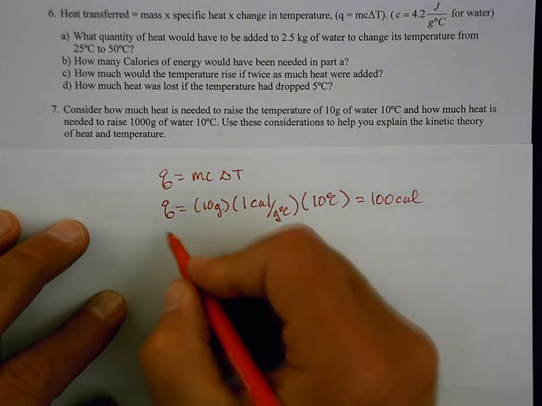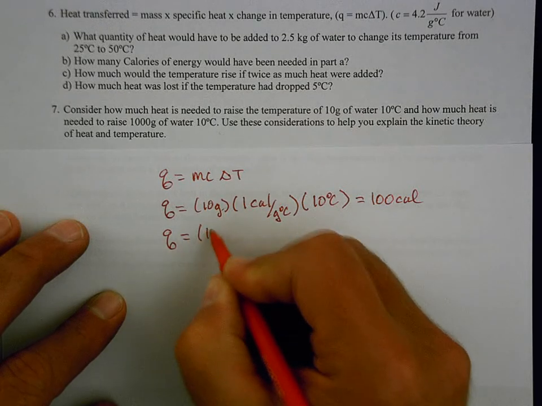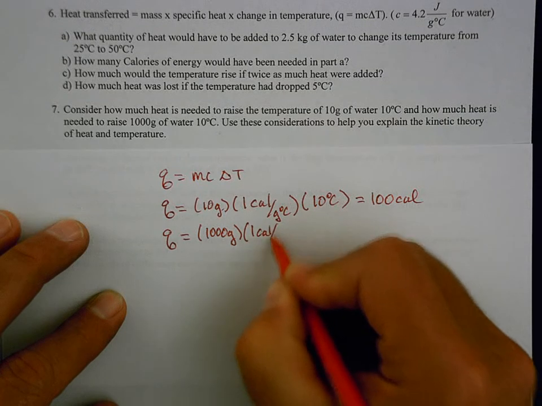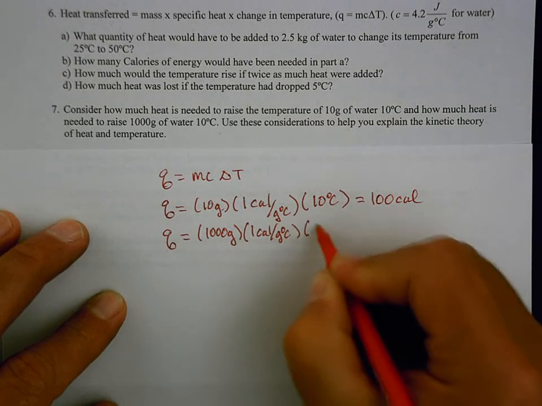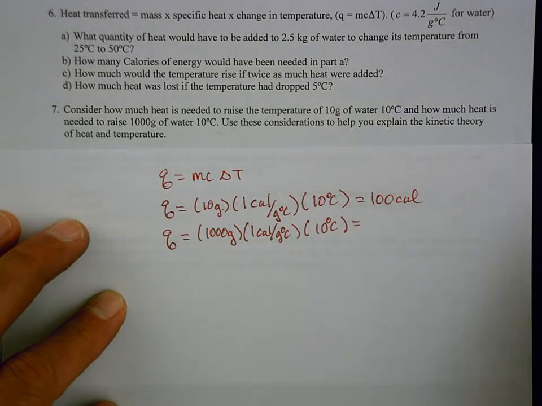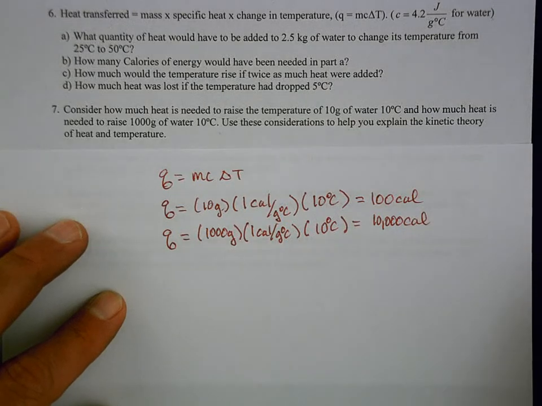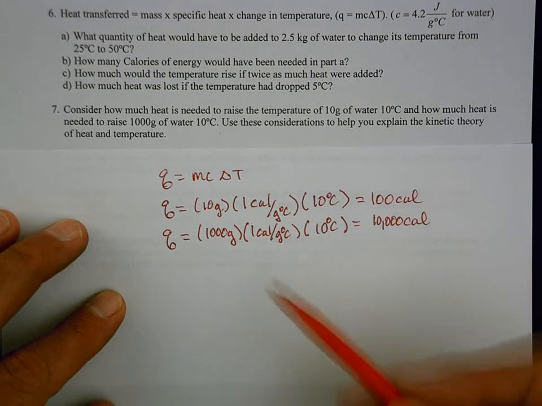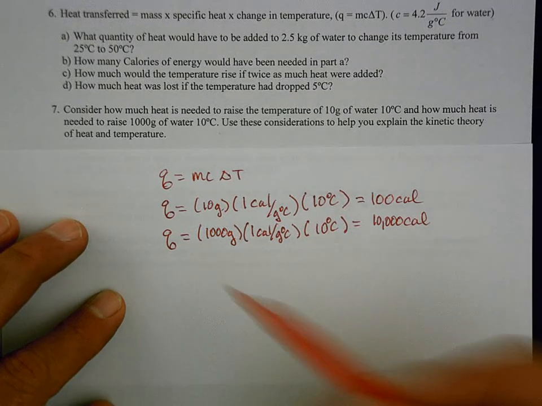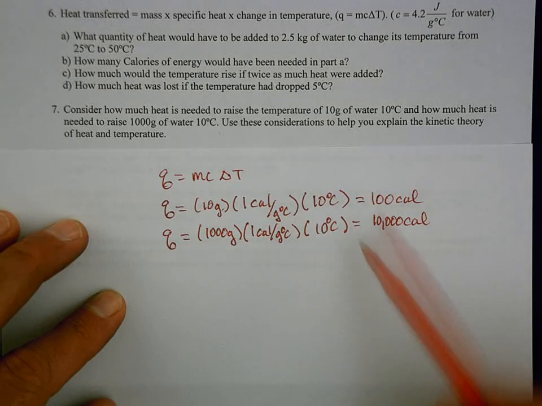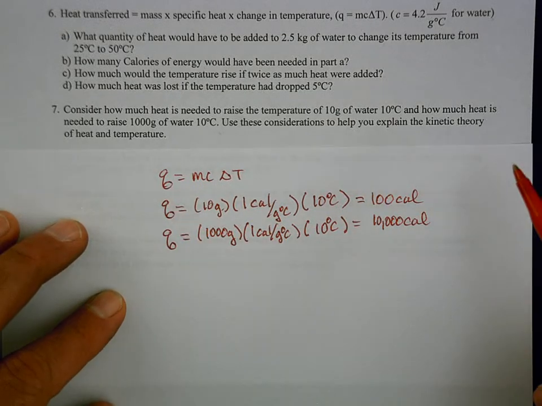Now let's look at the other case. 1,000 grams of water, 1 calorie per gram degree Celsius, that same 10 degrees. Well, this is going to take 10,000 calories. So it took a lot more heat, Q is much bigger, to heat up the 1,000 grams than it did the 10 grams. 10,000 versus 100. This is what I wanted you to do. I wanted you to use this to explain the idea behind heat and temperature.